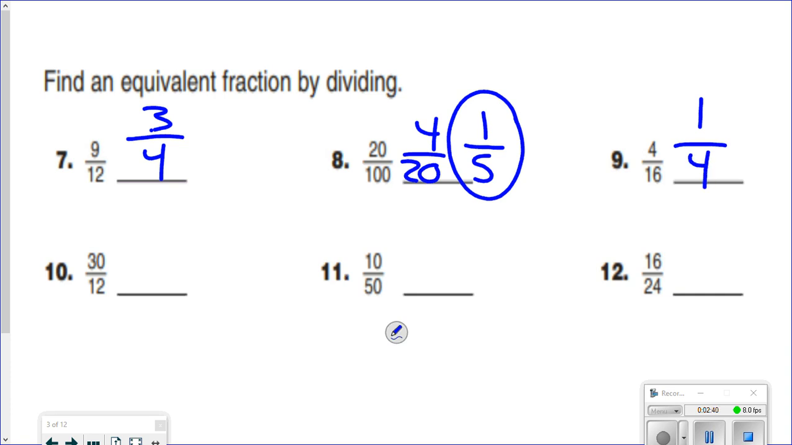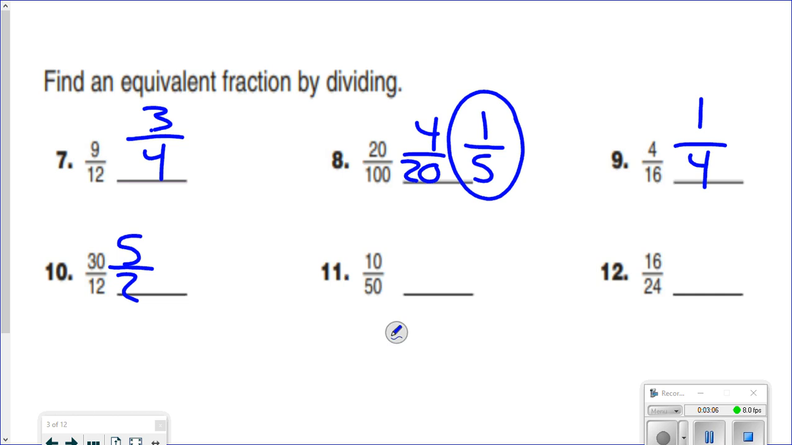Next one, number 10, we have 30/12. Let's divide both those by 6. You're probably thinking, let's divide by 2, but guess what? 6 can go into both, and we want to try and find the biggest number that goes into both so we can make it as small as possible. 30 divided by 6, we get a 5. 12 divided by 6 gets a 2. Let's keep moving here.